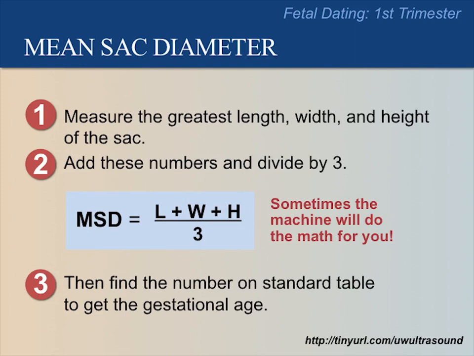First, measure the greatest length, width, and height of the sac. Then add these numbers and divide by 3. Finally, find the number on a standard table to estimate the gestational age.